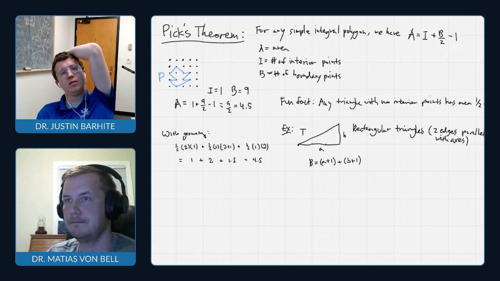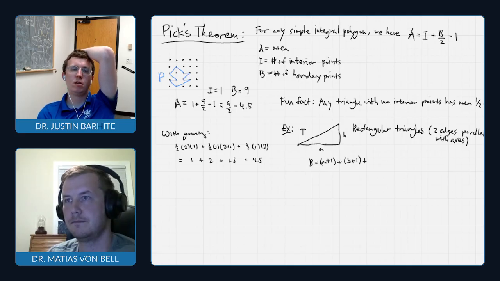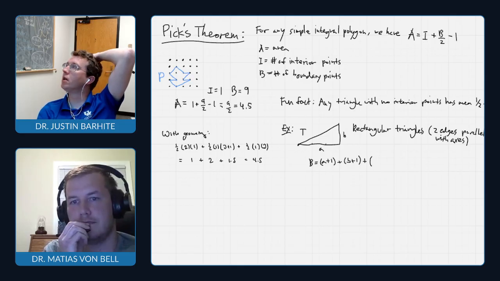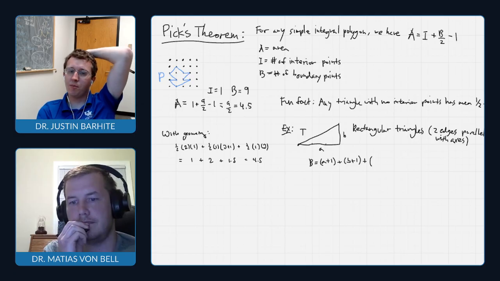And now I want to think about the hypotenuse. The hypotenuse might have some boundary points. Like if it's a 2 by 4 triangle, you're going to have one boundary point. Okay, I have a thought, which is I want to think about making another copy of this rectangular triangle and filling in the rectangle.